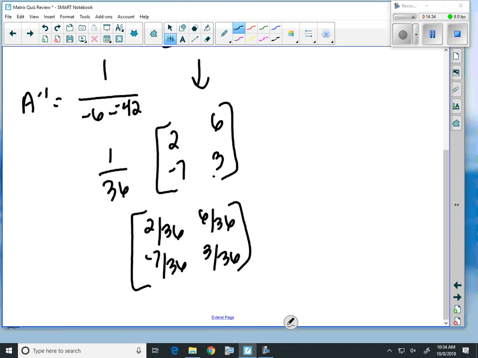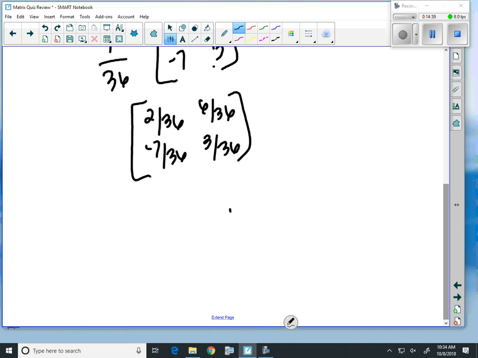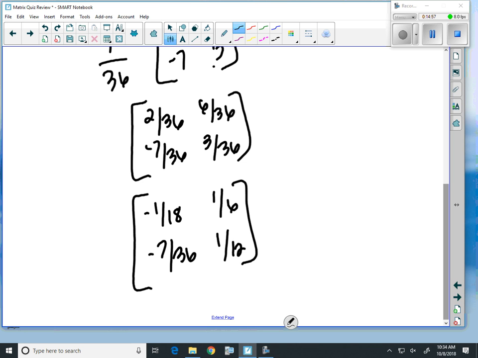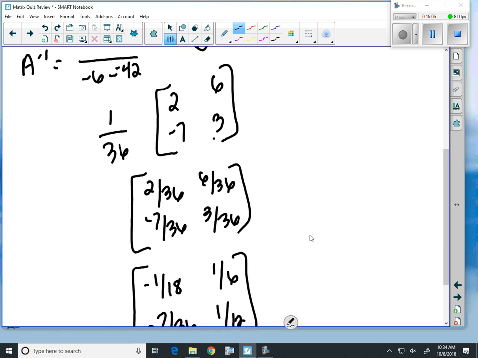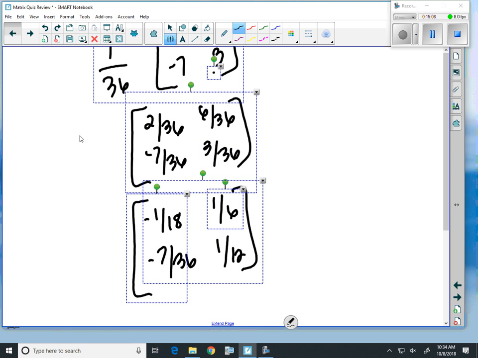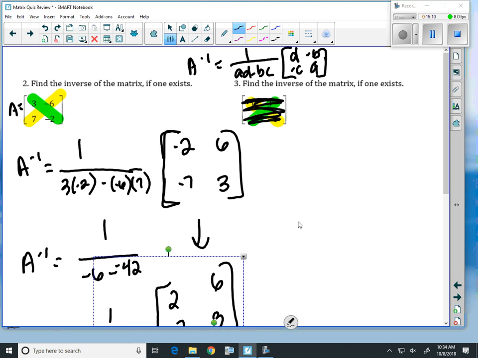Now, those can actually be reduced. So if you go into your calculator, you can enter each fraction and then hit math, enter, enter, and it'll change it to a reduced fraction for you. But if you want those reduced fractions here, this is what they would look like. And that's your final answer for number 2. And I am going to condense this and we'll move on to number 3 here.